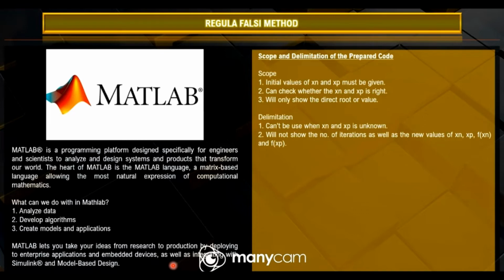Next, we'll be discussing the code that I have prepared. First, the scope and delimitation of the code: the initial values of xp and xn must be given. If xp and xn are not given, we can't use it. That's the delimitation.